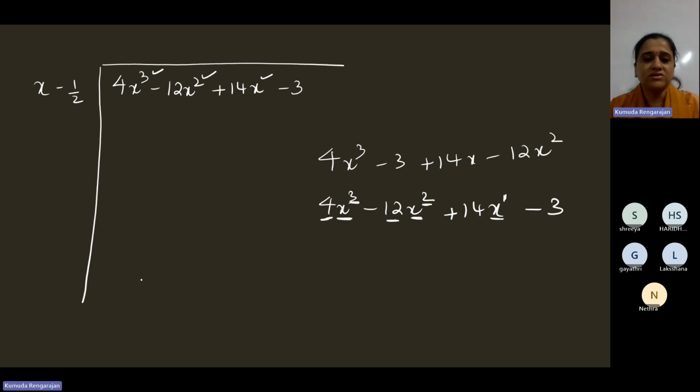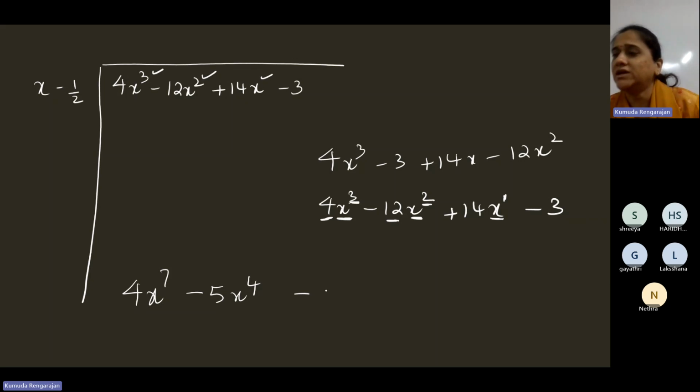Supposing you have 4x to the power 7, and then you don't have x power 6, that is okay. Then supposing after this you have only power 4, then write that power 4. Then after this you may have only 2. You might not have power 3. That is fine. Whatever powers are available, arrange them in the descending order. Am I clear? Okay.